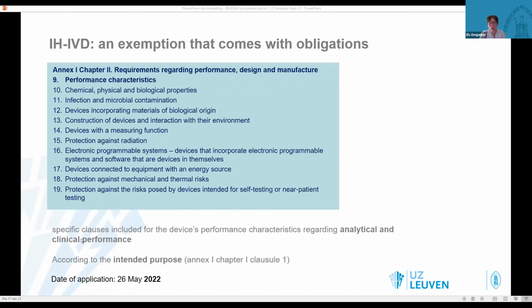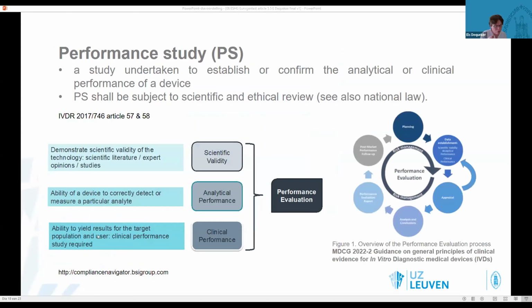If we go to chapter 2, it's very important, the first element again, the performance characteristics. So what is our kit? What are the performance characteristics? And then you think, yes, ISO 15189 is saying we need to have a validation report, and that's mostly the analytical performance. But for the performance characteristics, they are revising that we need to do performance studies. And if we look at what a performance study is in our regulation, they say it consists of the scientific validity, the analytical performance, and the clinical performance.